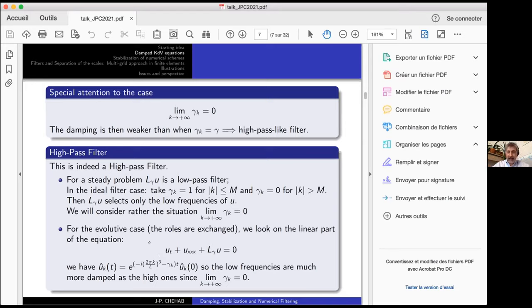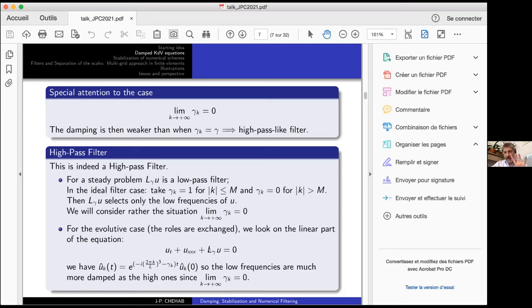So how to obtain a high pass filter effect? For a steady problem, your gamma of U is a low pass filter. So when you multiply it in Fourier space, you keep the high mode components and do not change the low ones. But in the evolutive case, it is reversed, because there is a minus exponential effect. That is important to see.